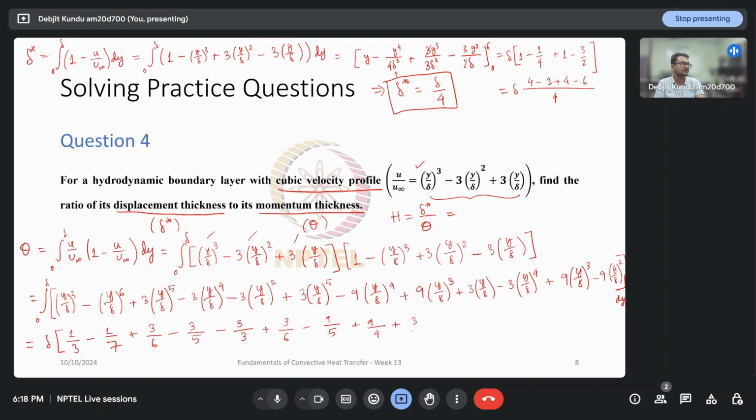Then we have 3, integration gives us 2. Then we already have 3 and y to the power 4, so integration gives us 5. Then we have 9 and integration of 3 gives us 4. And finally the last term gives us 3. Alright, so now we have to simplify this. As you can see, let's see.